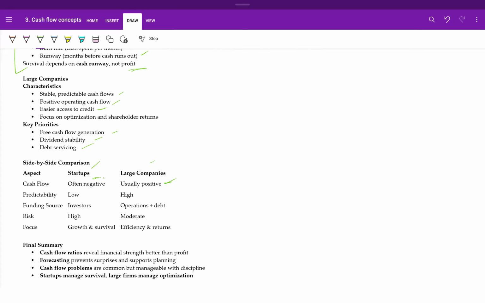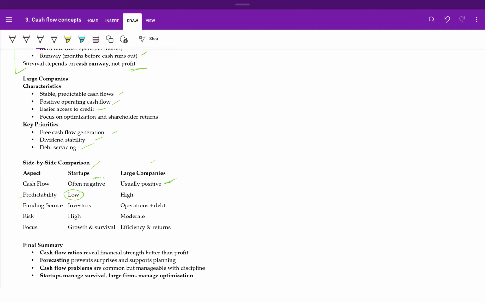When we talk about predictability, startups have low predictability, or are highly unpredictable, which means they have high risk. The reasons are uncertain customer demand, changing business models, and dependency on new product acceptance. This unpredictability makes cash planning difficult and increases financial risk.